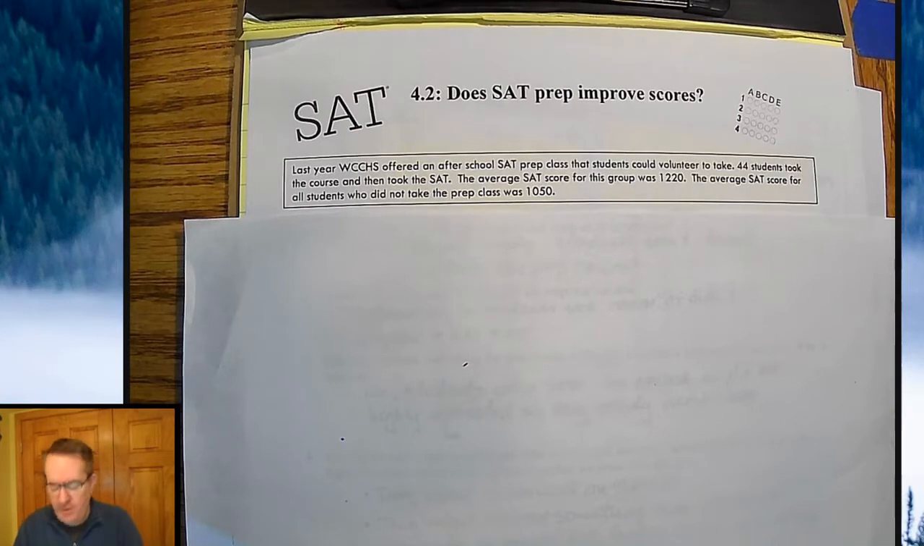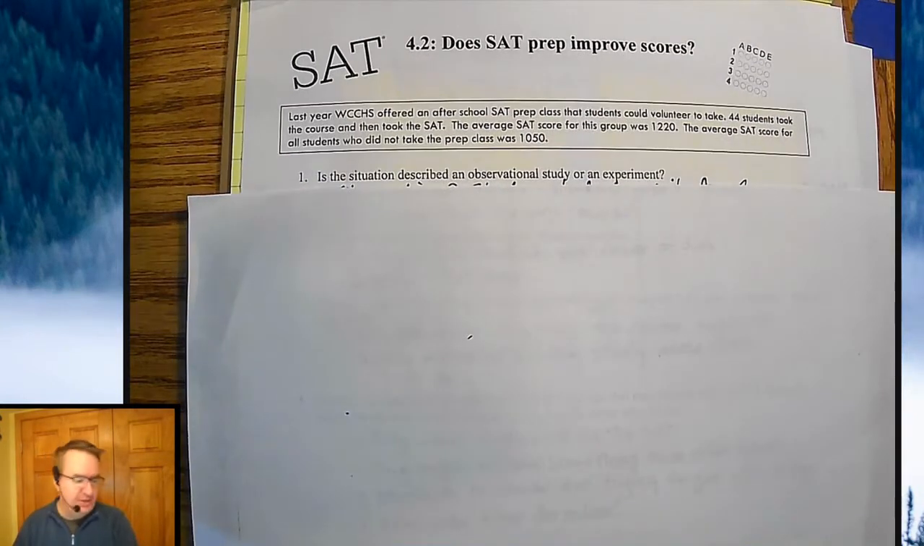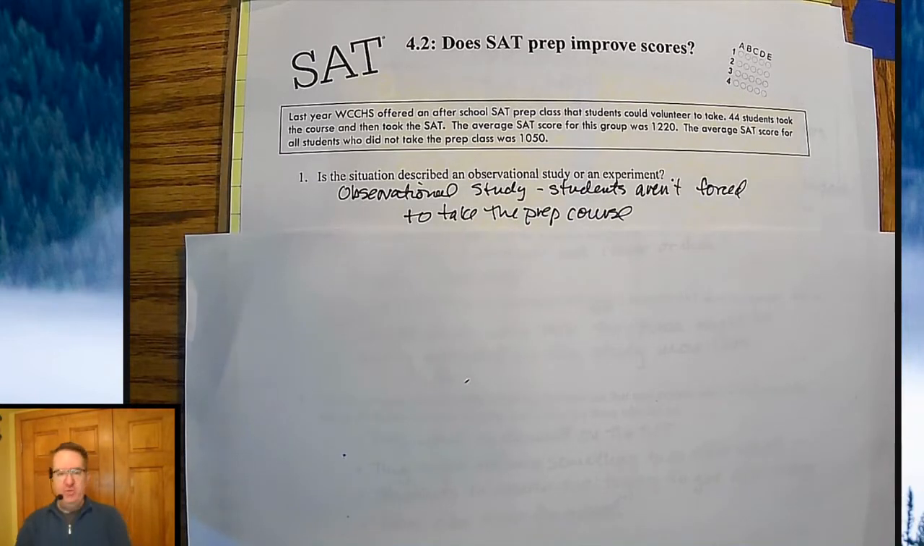So first question, is the situation described an observational study or an experiment? This is what you call an observational study because you're not forcing the students to take the prep class. For it to be an experiment, you have to have something, which we'll talk about in a second, where you're saying you guys are going to do this and you guys are not. Or if you're testing paint, we're going to put this paint out in direct sunlight. This paint we're going to leave in a dark room. So there's something that you are controlling as the researcher.